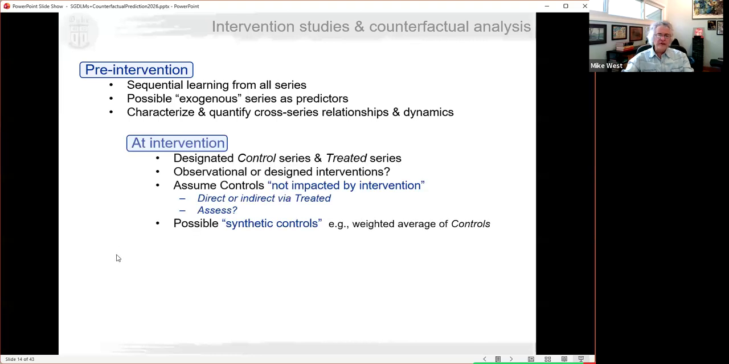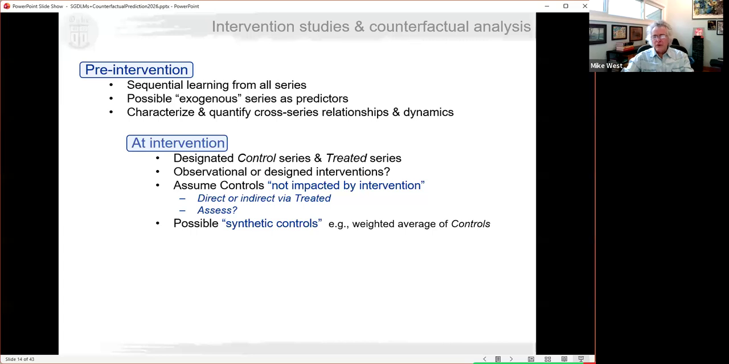Then at the point of intervention, you have this sort of bifurcation. The series get broken into two. Some are controlled, some are treated. Sometimes it's a purely observational intervention. We didn't choose to reunify Germany by design. It happened, it was a political event. Sometimes it's a designed experiment.